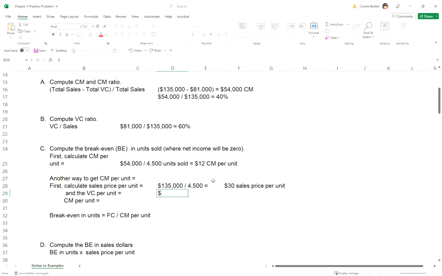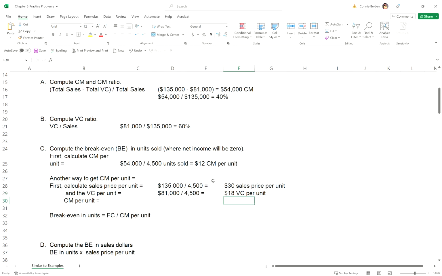When we look back at our income statement, the total variable cost is 81,000. If we divide that by the units sold of 4,500 units, that gives us a variable cost of $18 per unit. So now that we have the sales price of 30 and the variable cost of 18, we can subtract those and get the contribution margin per unit of 12. So in either case, we get the answer of $12 as our contribution margin per unit.